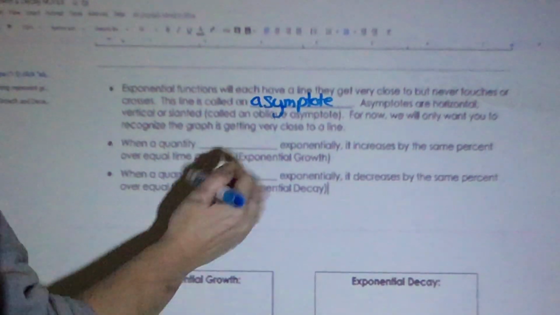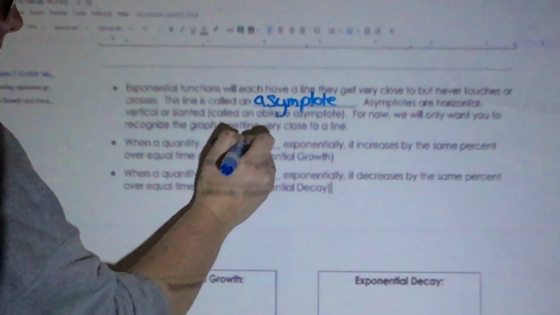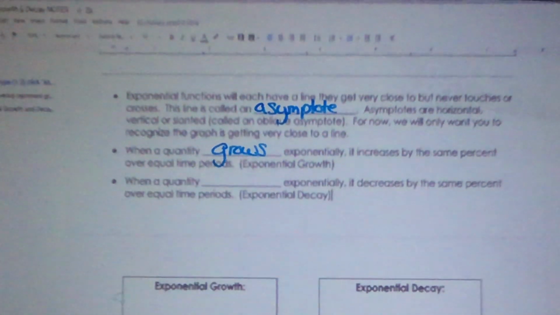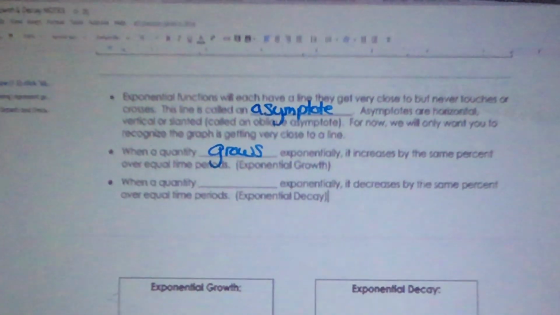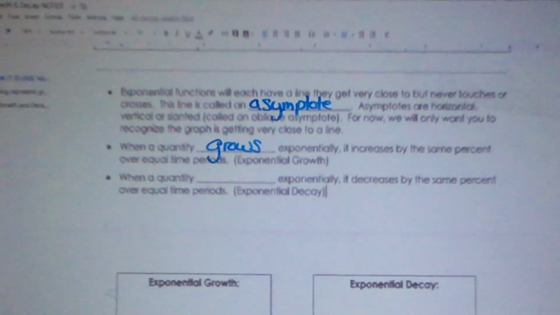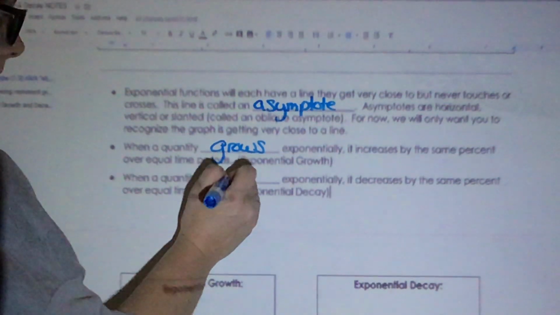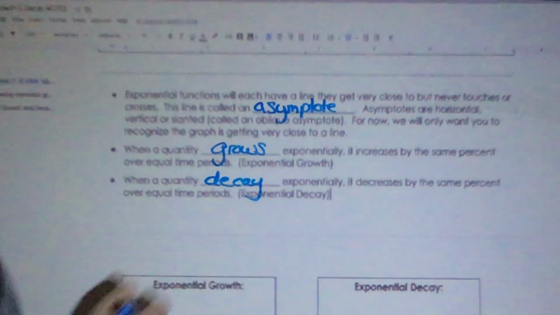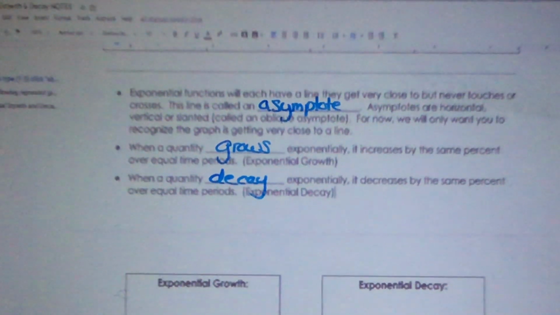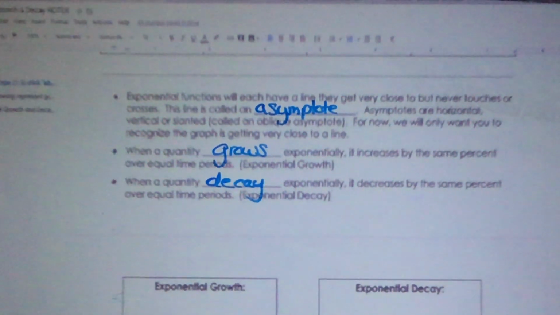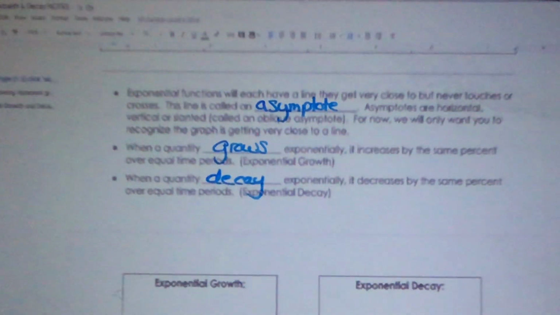When a quantity grows exponentially, it increases by the same percentage over equal time periods, and that's exponential growth. When a quantity decays exponentially, it decreases by the same percentage over equal time periods, and that's called exponential decay.